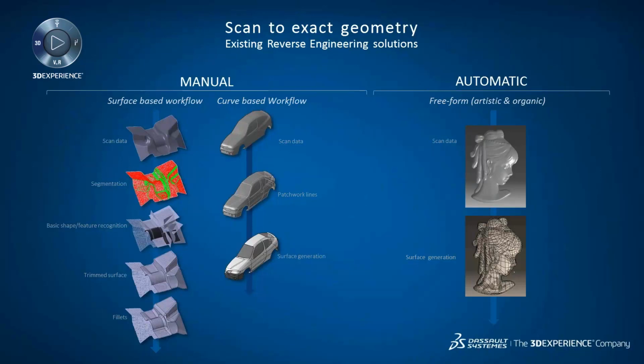The second manual methodology, named curve-based workflow or network approach, is mostly for freeform shapes and generates Class B surfaces with at best a tangency continuity. The automatic method is dedicated for artistic and organic freeform shapes, can also be used for terrain modeling at a larger scale. These methodologies were already available through CATIA V5 capabilities.